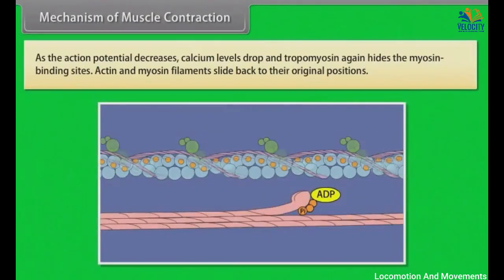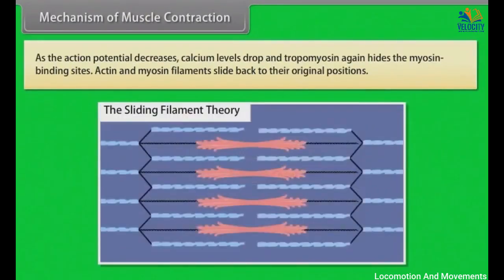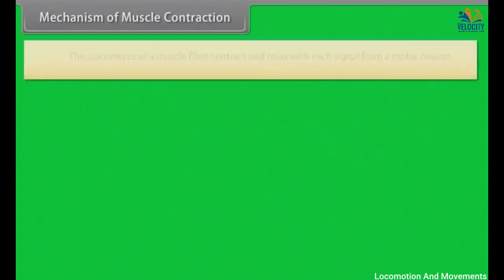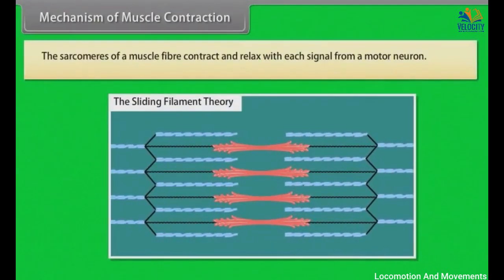As the action potential decreases, calcium levels drop, and tropomyosin again hides the myosin-binding sites. Actin and myosin filaments slide back to their original positions. The sarcomeres of a muscle fiber contract and relax with each signal from a motor neuron.